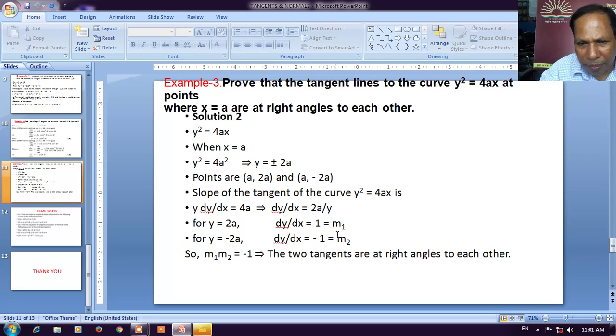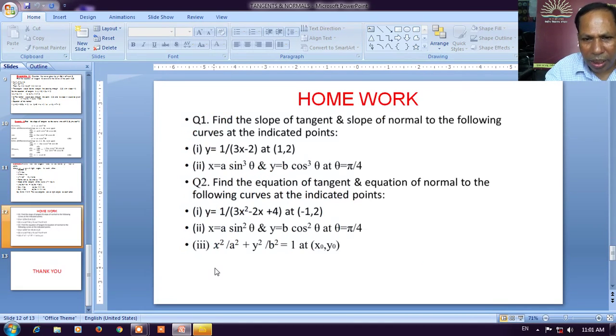Now on multiplication, the product of the slopes, that means m1 into m2, becomes 1 into minus 1. That means it is minus 1. That means we can say the two tangents are perpendicular to each other. That means they are at right angles to each other.